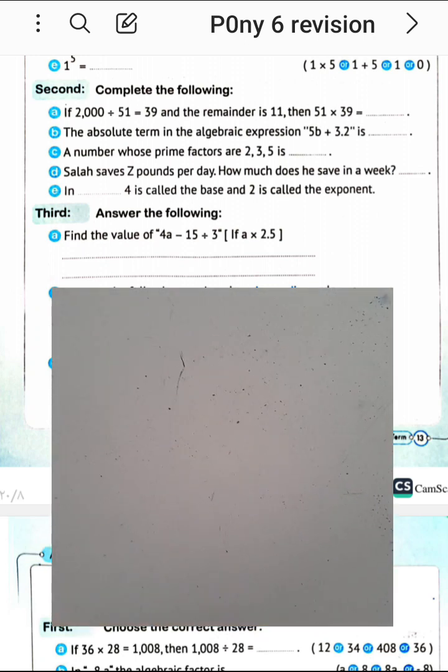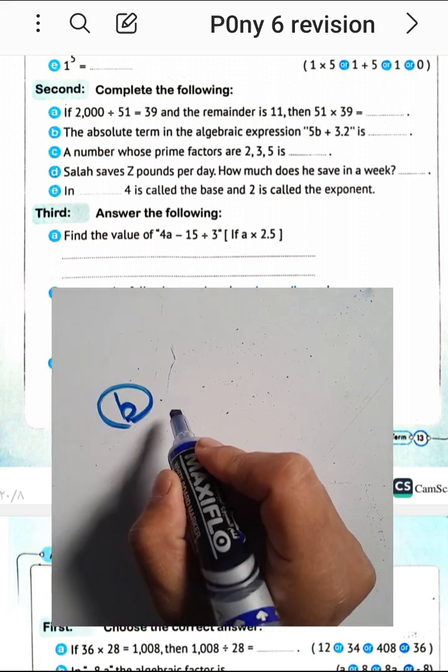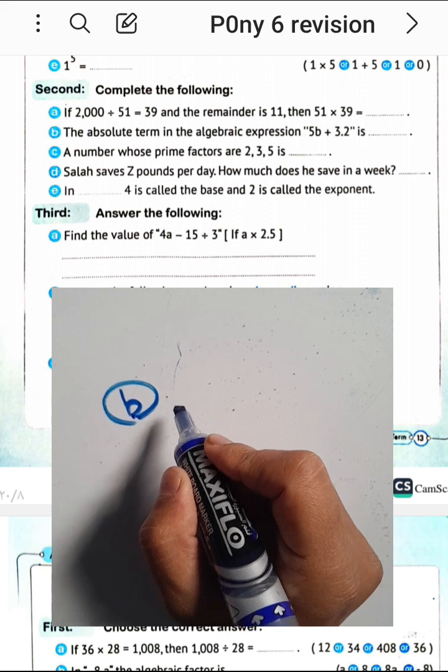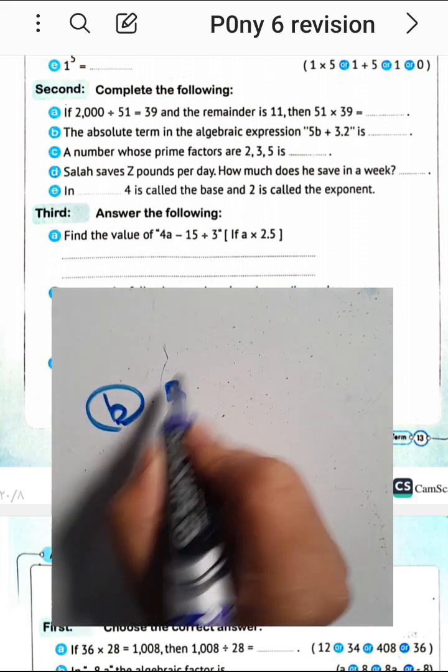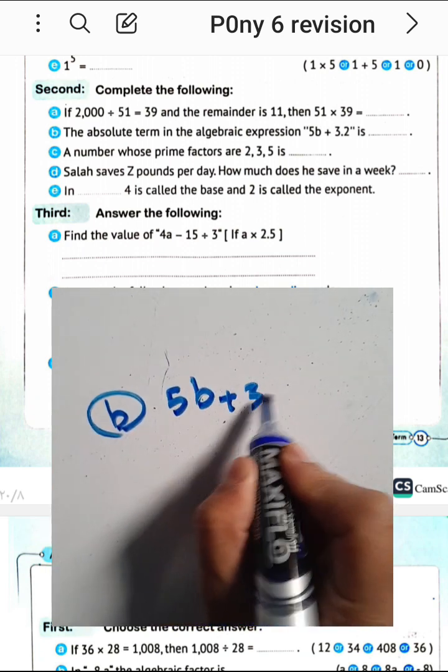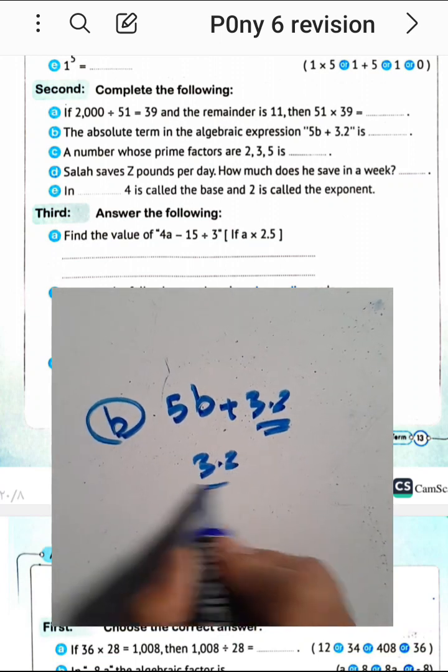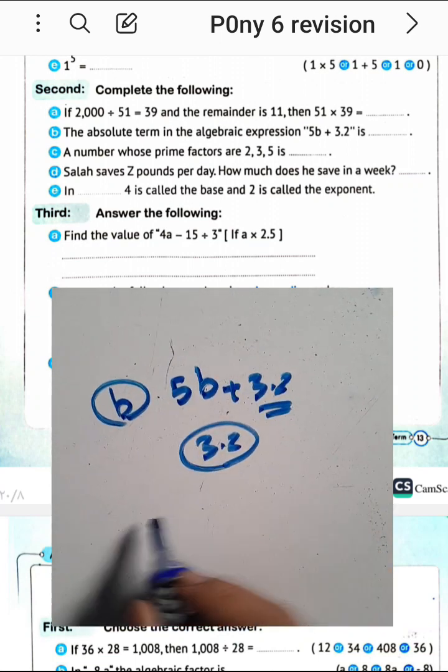Next question, letter B. The absolute term in the algebraic expression 5b plus 3.2. We know the absolute term, we call it the constant. It means the constant in this expression 5b plus 3.2. 3.2 is a constant or absolute term.